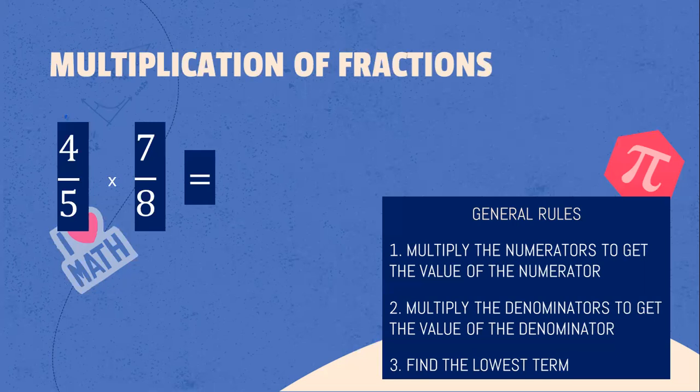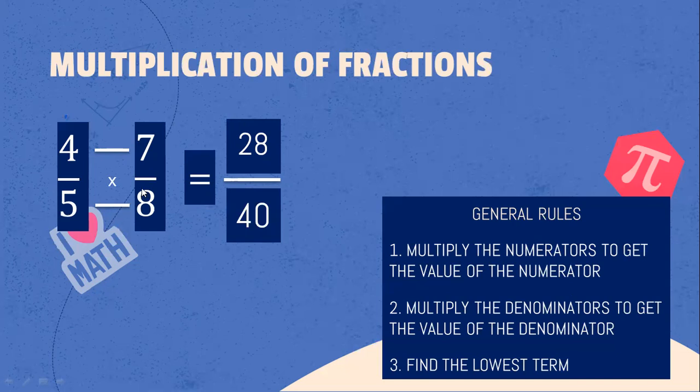Okay, let's answer all together. The first rule, multiply the numerators to get the value of the numerator. 4 times 7 is 28. Then multiply the denominators to get the value of the denominator. 5 multiplied by 8 is 40.